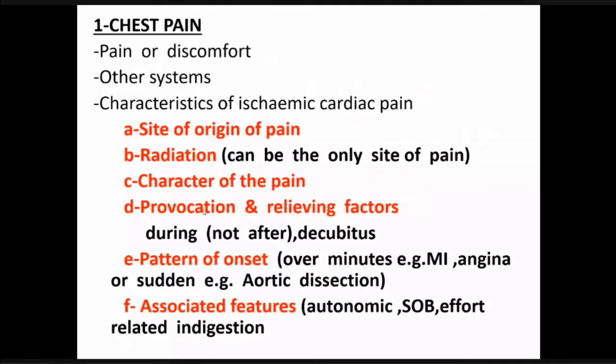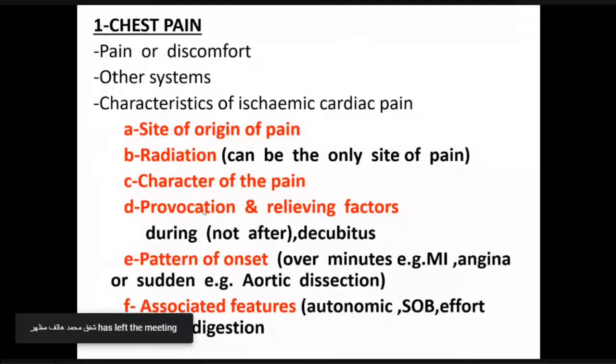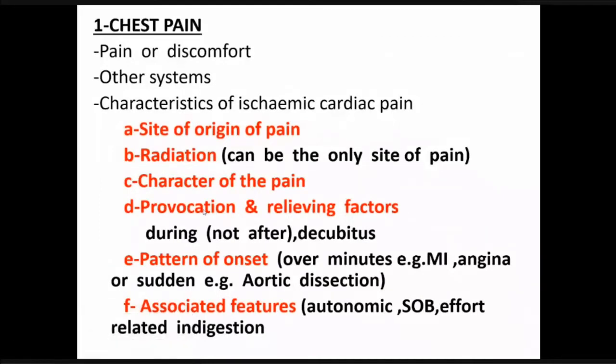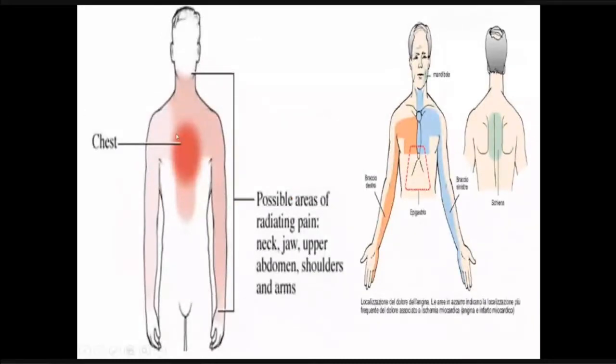Associated features are important. When the patient has severe pain, for example of myocardial infarction, he will have other symptoms associated with this pain, like shortness of breath, effort-related indigestion, or autonomic symptoms. Autonomic symptoms mean the patient has sweating, pale complexion, and palpitation. All of these are important associated features. You can see here this is the typical pain in red.